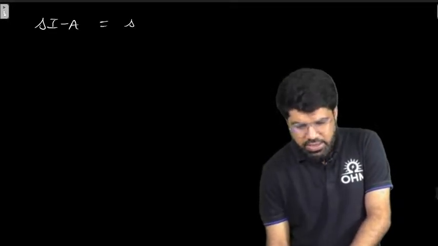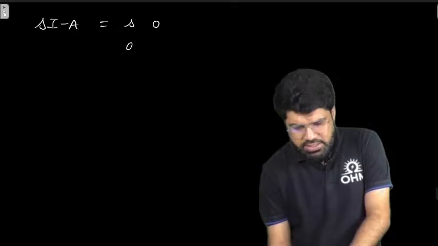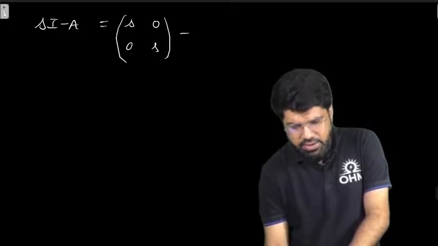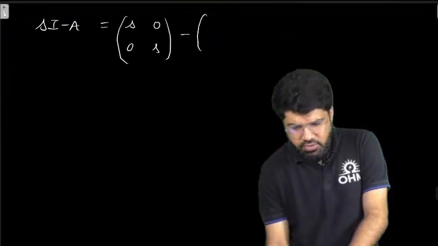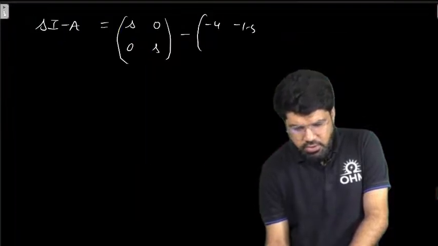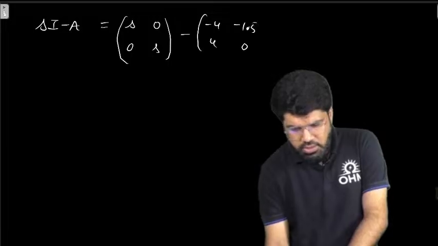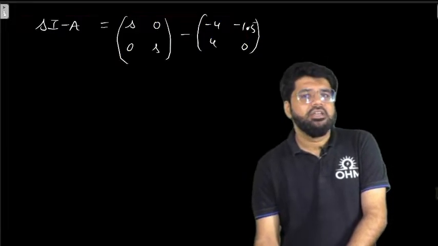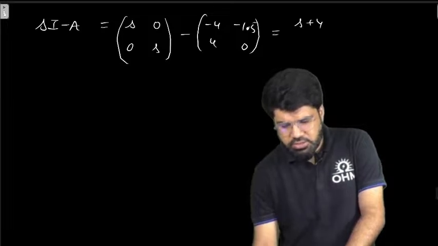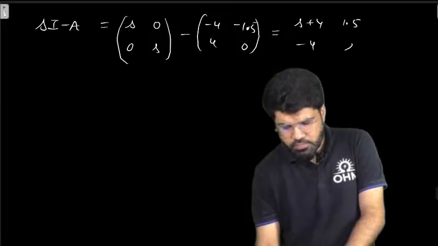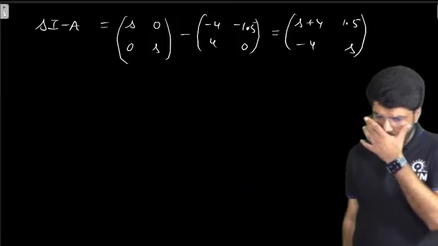So S into I becomes S 0, 0 S, S into identity matrix minus A matrix. The A matrix is minus 4, minus 1.5, 4 and 0. So when I subtract these two: S minus minus 4, S plus 4; 0 minus minus 1.5 is 1.5; 0 minus 4; and S minus 0.